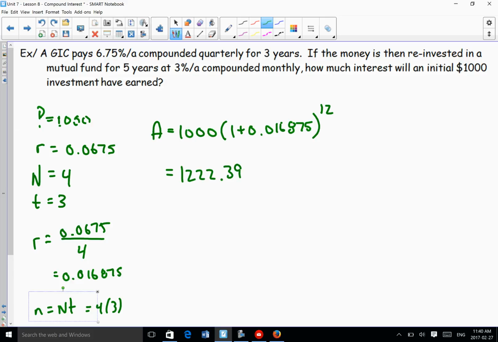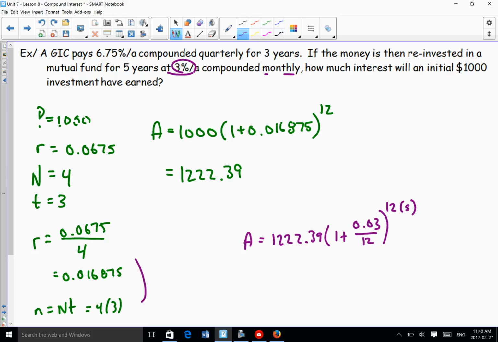And that gets us a total of 1,122.39. We're then going to reinvest that money. So we're starting with 1,122.39, and it's now going to be invested at a different rate. Our rate is now 3% compounded monthly, so 0.03 compounded monthly. I'm writing the I as a fraction this time, and I'm doing that monthly for 5 years. So my exponent is 12 times 5. I'm not always going to write it out like this over here. I can put it right into the equation if I want to.